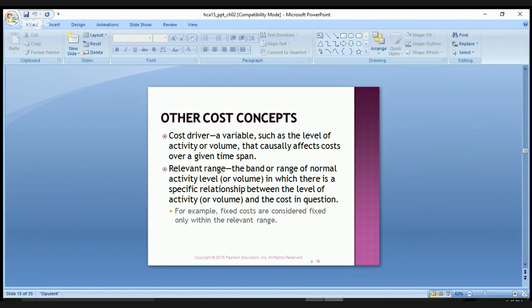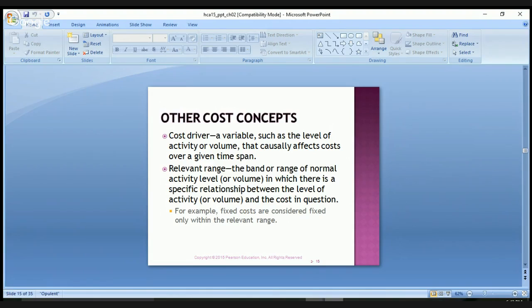Now, what is a cost driver? Cost drivers are variables such as the level of activity or volume that causally affect cost over a given time span. We'll be talking more about cost drivers in a few minutes. Because what happens with cost? The more you produce, the less it's going to cost, in most cases, because you get better at it, you get faster, things like that. That's the economy of scale.